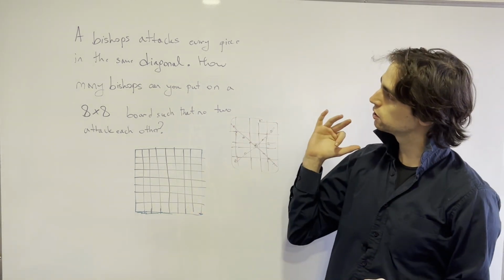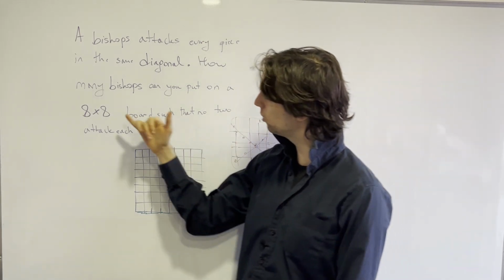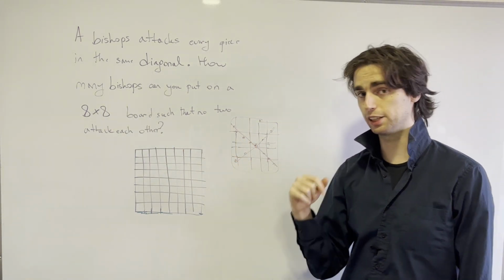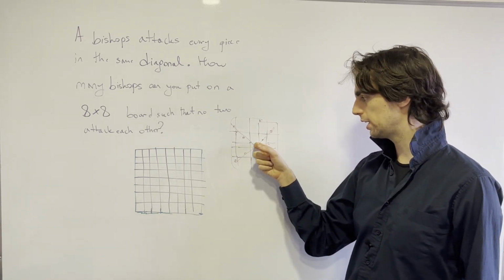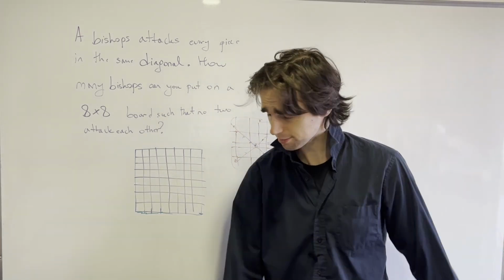So they're going to be doing a problem, the second part of our introduction to proof writing. A bishop attacks every piece in the same diagonal. How many bishops can you put on an 8 times 8 board such that no two bishops attack each other? So if this was a 5 times 5 board and you put a bishop here, it would attack this, this, this, this, this, this, and this square, right?